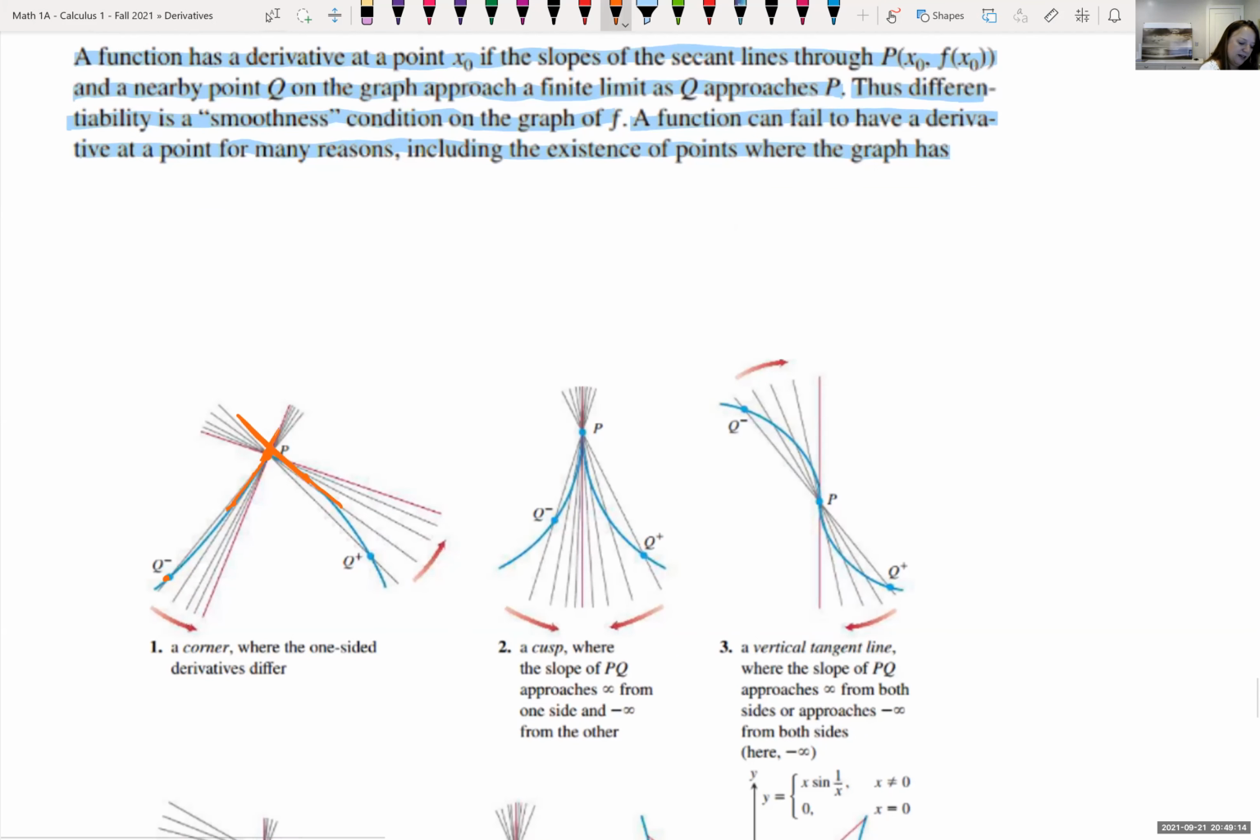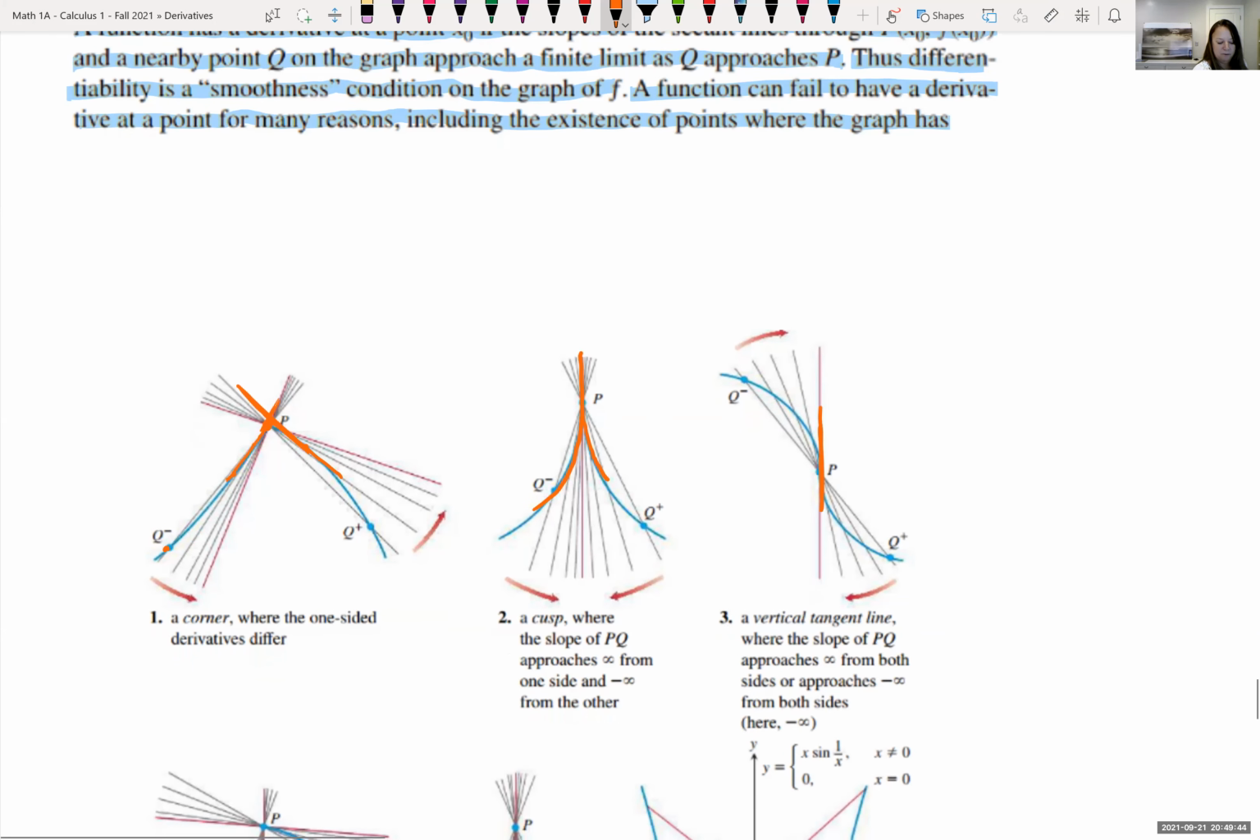Another way that it wouldn't exist is if you have some sort of a cusp, where the slope of P and Q approaches infinity from one side and negative infinity on the other side. Example 3 is where we have a vertical tangent line, where the slope of P and Q approaches infinity from both sides, or negative infinity from both sides.